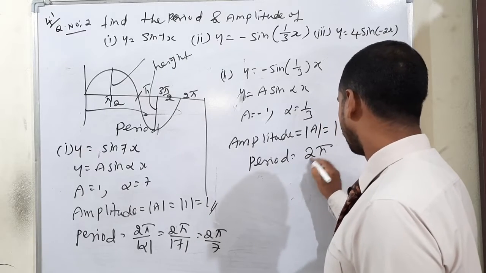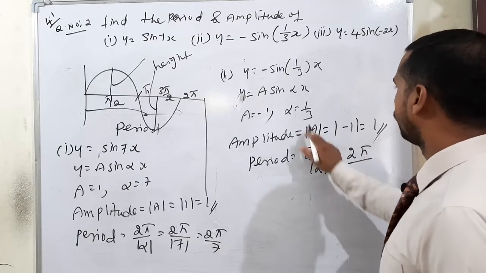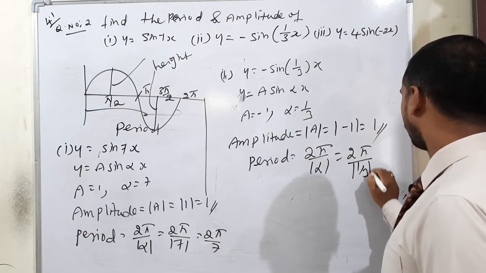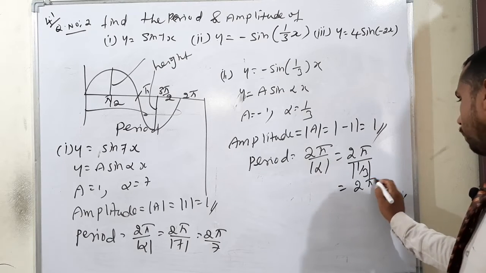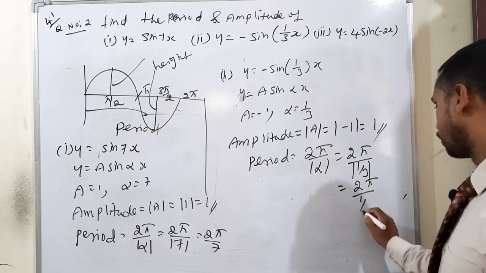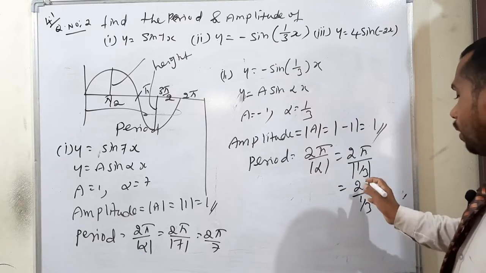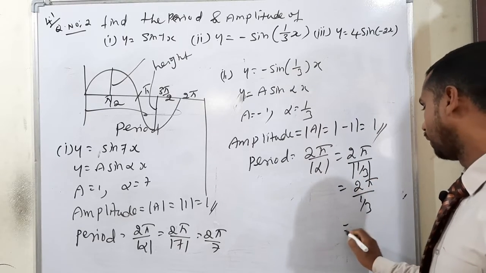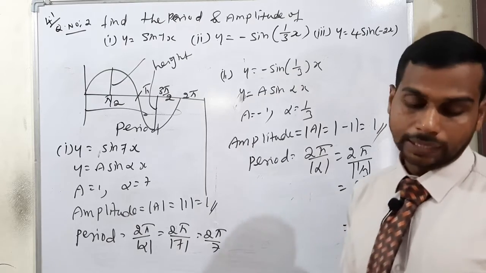is equal to 2 pi by modulus of alpha. Therefore, 2 pi by the modulus of 1 by 3. Removing the modulus, the denominator is already positive, so the reciprocal of 1 by 3 is 3, which comes up to the numerator. Already we have 2, so 2 into 3 means 6 pi is the period in subdivision 2. Moving to subdivision 3.